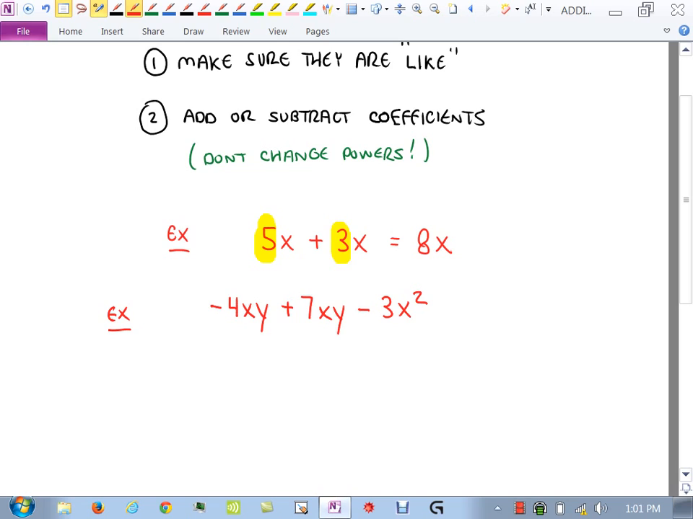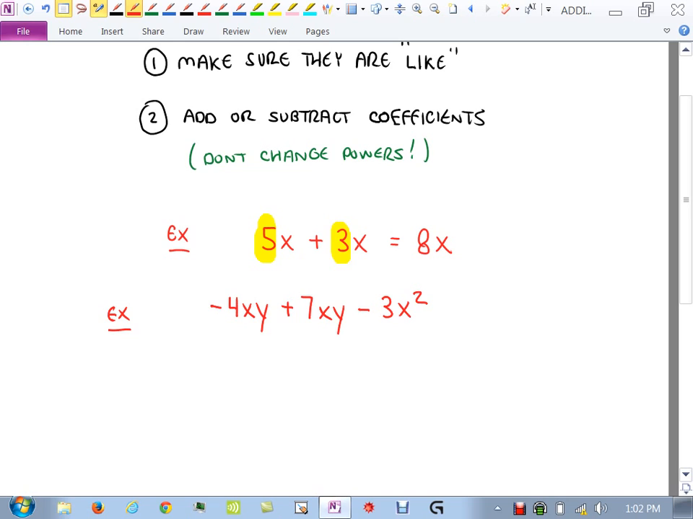How many terms do we have? Total of 3 terms, right? I'll go old school. I'll put the laser down and go old school style now. 1, 2, 3, right? Are they like terms? 2 of them are. The third isn't, right? The first 2 are like terms because they both have xy. The third one is not because it has x squared, and it's missing a y. So the only 2 that we can combine together are these 2.